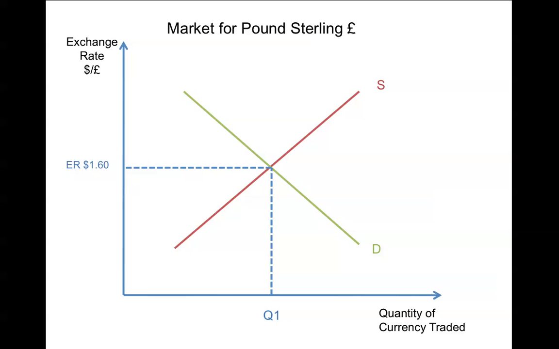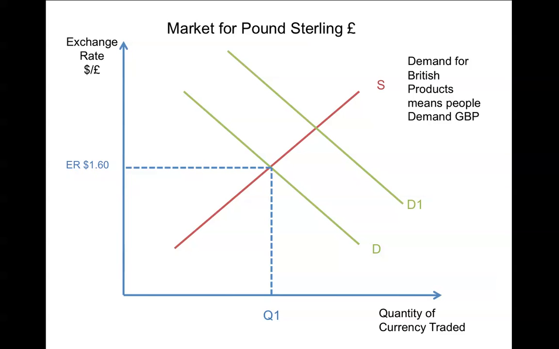If we have a market for the pound sterling, like we said from before, and if we suddenly find that everybody around the world wants to buy British products, we would say that the demand for British products means that people demand British pounds, because if you want to buy a British product from a British company, you have to pay that company in pounds. And so what happens is British products are really popular, so people want to buy the pounds. The demand curve for pounds shifts outwards, and we'll see a new equilibrium that will help to push up the exchange rate. So we will see that more people demanding British products will see an appreciation in the exchange rate.